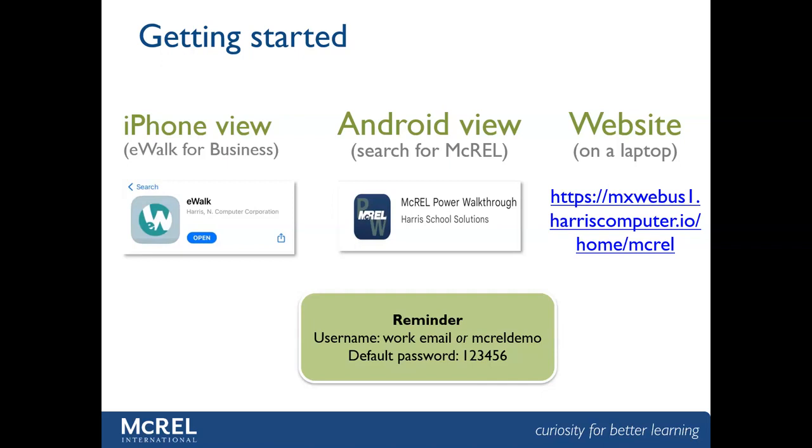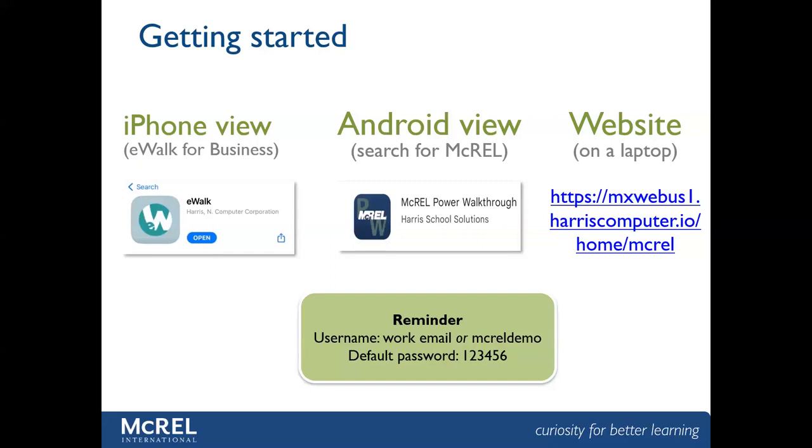So moving from left to right, if you're an iPhone user and you'd like to use the mobile app, you'll open your app store and search for eWalk. There will be two options that appear, eWalk for Business and eWalk for Education. At this time, you'll choose eWalk for Business as it's our best developed app.